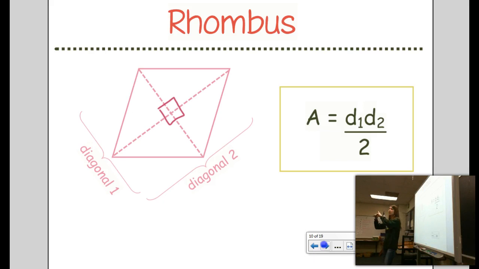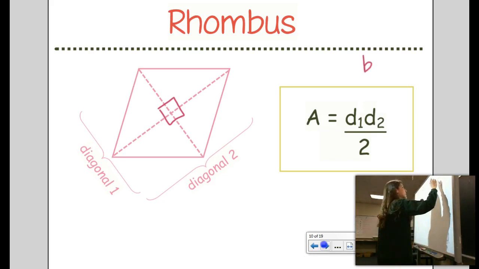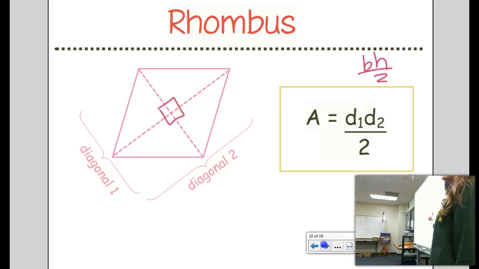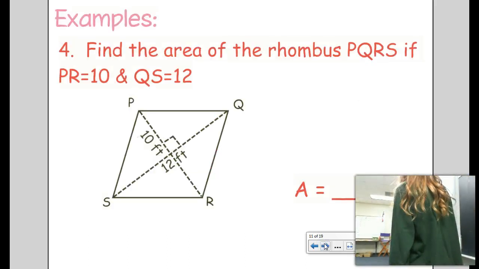So what formula does that? To me, that looks exactly like someone else's formula. The triangle's formula. What's the triangle's formula? Base times height divided by 2. Diagonal times diagonal divided by 2. Base times height divided by 2. It's almost the same formula, except you're grabbing different things. All right, let's try it.